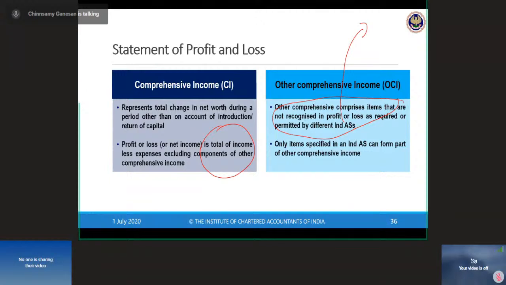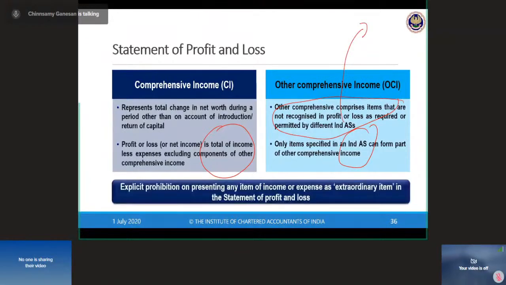But at the same time, an entity cannot decide which item they want to put in other comprehensive income, because it's a mandatory rule that these items should always be in other comprehensive income. In fact, Ind AS defines which item should be part of other comprehensive income. So the moment the standard says that a particular item has to be in comprehensive income, we have to have it.